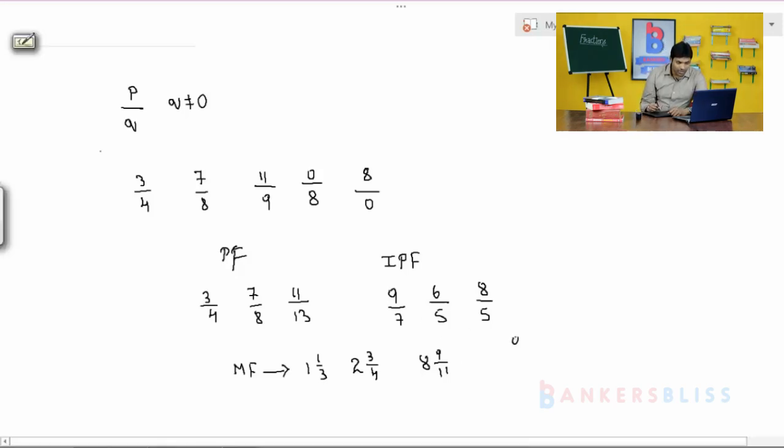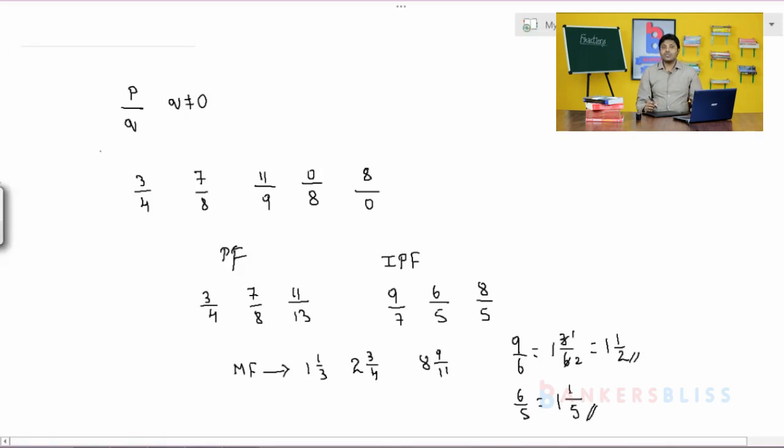See here, 9 by 6, which is equal to 6 ones are 6, 3 is the remainder, 3 by 6, which is equal to 1 by 2. This is the mixed fraction. Next, 6 by 5. 5 one times 5, so 1 by 5. So, 1 by 5 is the mixed fraction. Now you have learned what is a proper fraction, an improper fraction, and a mixed fraction.